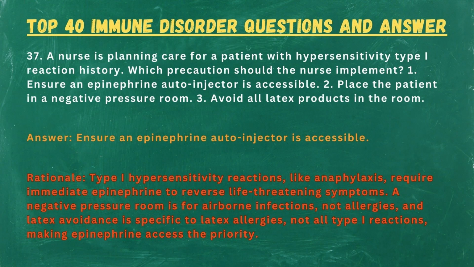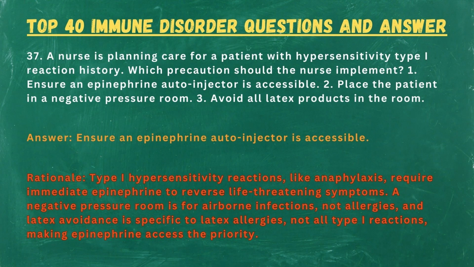Which precaution should the nurse implement? 1. Ensure an epinephrine autoinjector is accessible. 2. Place the patient in a negative pressure room. 3. Avoid all latex products in the room. Answer: ensure an epinephrine autoinjector is accessible.